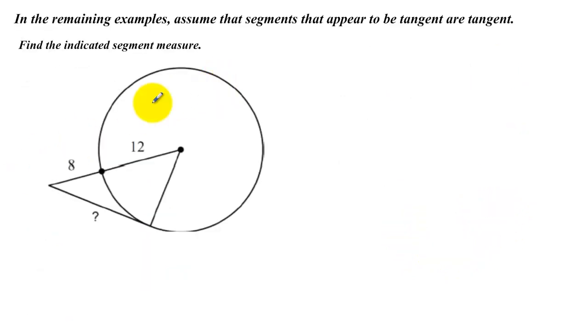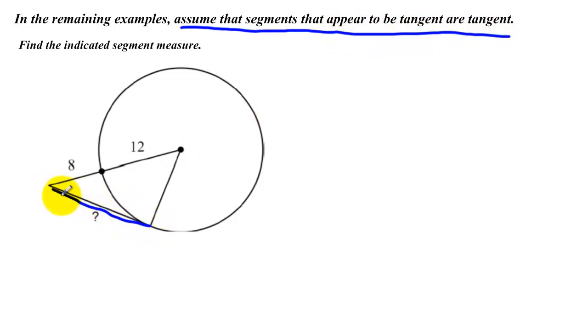Okay, now this example, we are going to be finding a missing segment. This is our question. And this is important. You'll see this in directions a lot of times. We are going to assume that segments that appear to be tangent are tangent. So they're not going to go through and tell us every time, but this segment here does look like it's a tangent line. It looks like it's hitting at just this one point right here. So we're going to assume that that's a tangent line. This is from the center down, this is a radius, so therefore I can put a right angle in this picture. That's our theorem. Note that the radius of that is the same 12 that we see over here.